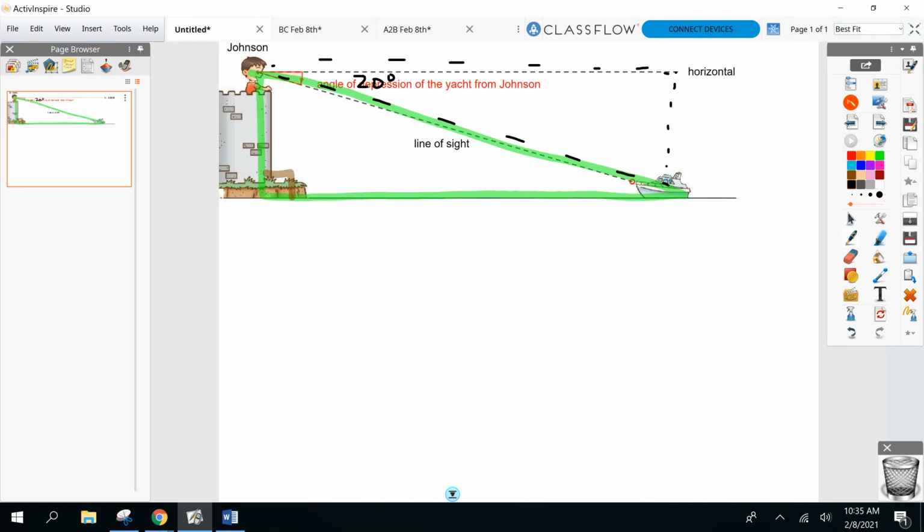Anybody else see how else I could use the 20 to get an angle inside? You could make it an alternate interior angle. Remember those from parallel lines? If that's 20 down here near the yacht, that's got to be 20 because those are alternate interior. So you guys decide when we get to an angle of depression problem coming up. Do you want to take the complementary angle adjacent to it, or use the alternate interior angle of 20? Your call.